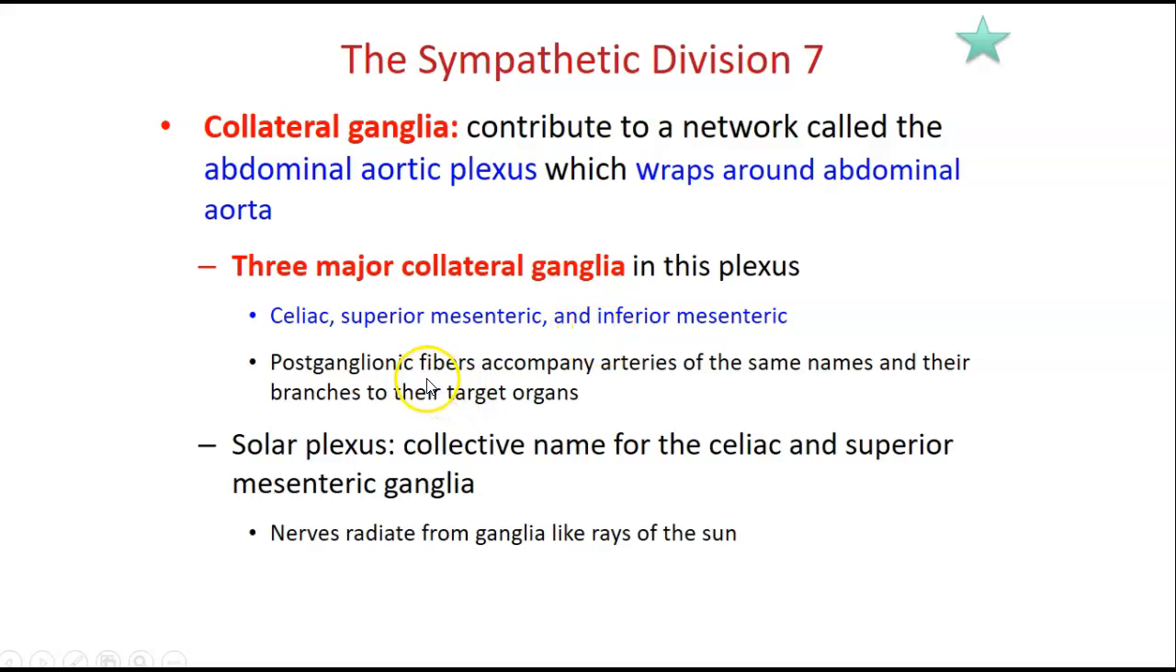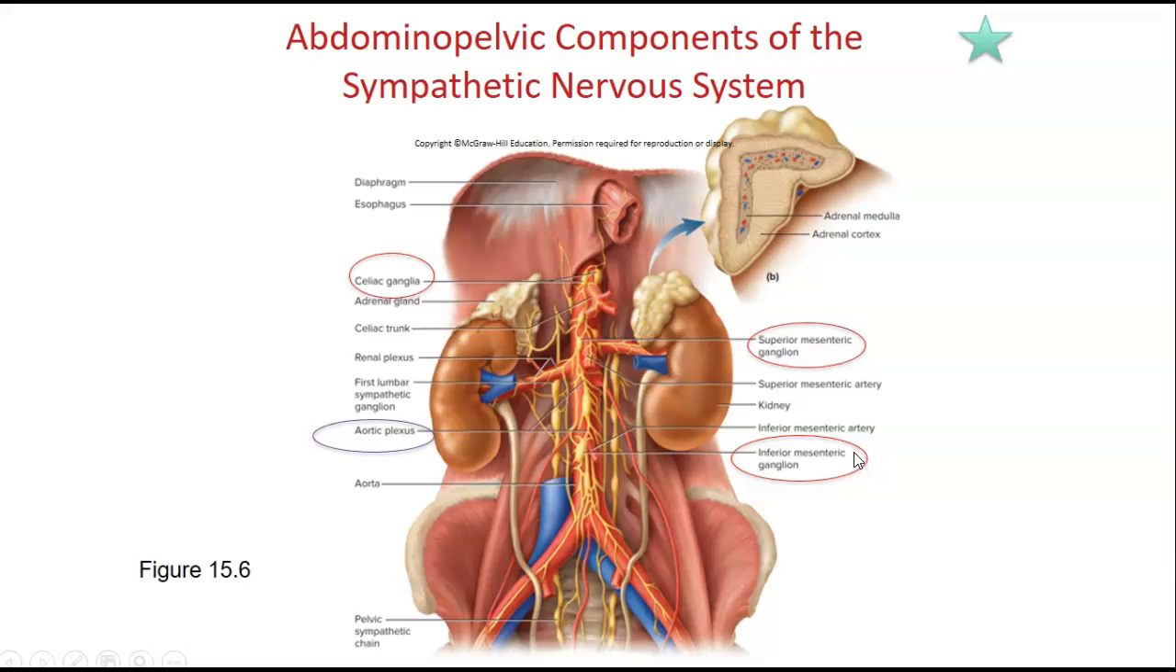The postganglionic fibers accompany arteries of the same names and their branches to their target organs. Celiac and superior mesenteric ganglia are also called solar plexus. And this figure shows you where those collateral ganglia are located. Here are the celiac ganglia, here is the superior mesenteric ganglia, and here is the inferior mesenteric ganglia.